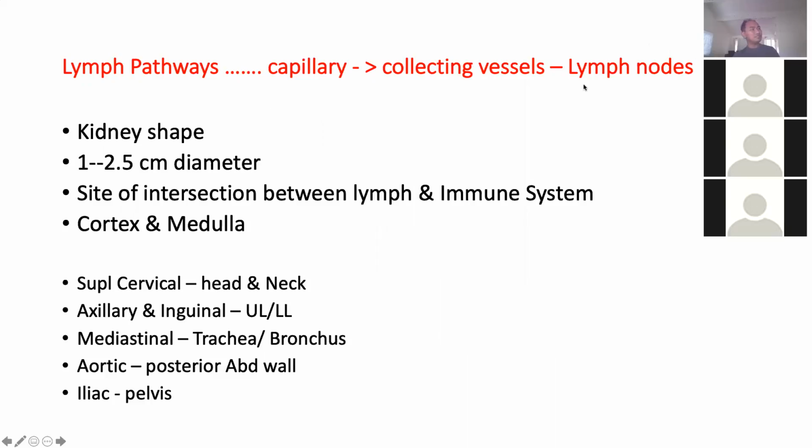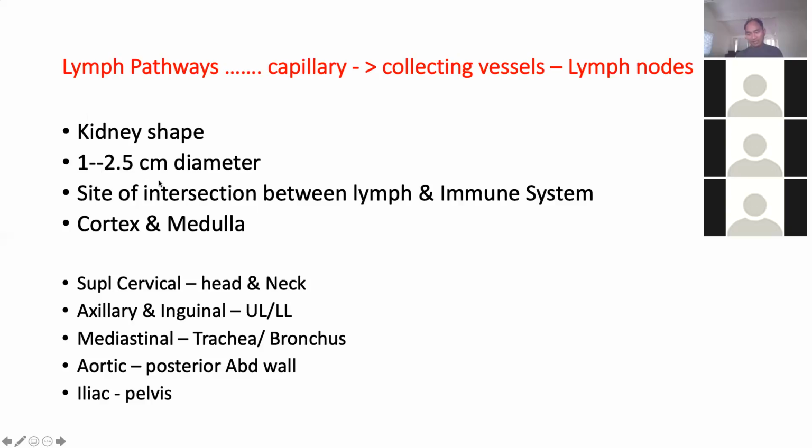So lymph nodes, they are like a kidney shape. That's what they say. It's not like a little circular structure. It is more like a bean structure, red bean, kidney bean. It might be about 1 millimeter to 25 millimeters. So less than 1 millimeter, very small, to 2.5 centimeters.